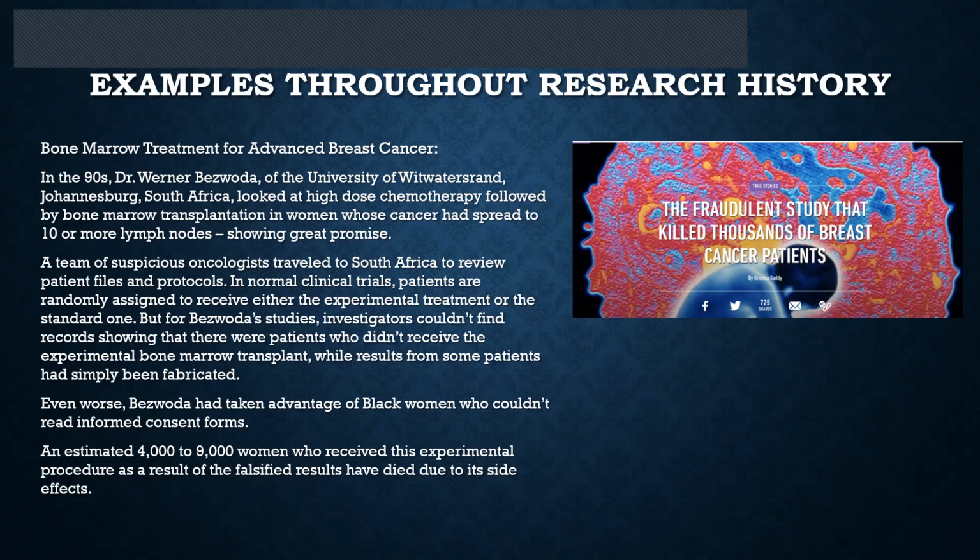And then they also found that a large number of the results had actually been completely fabricated, a total lie. Even worse, a lot of the women who were studied for this particular research had never been offered a full understanding of what consent meant or what the treatment looked like. Many of these women couldn't read, and so consent was engaged with in a written form, and without being able to read a consent form, they were being subjected to treatment that they didn't understand. So the estimate is 4,000 to 9,000 women who received an experimental procedure based on falsified results, and potentially suffered the side effects of it. It's a little crazy when you think about it.